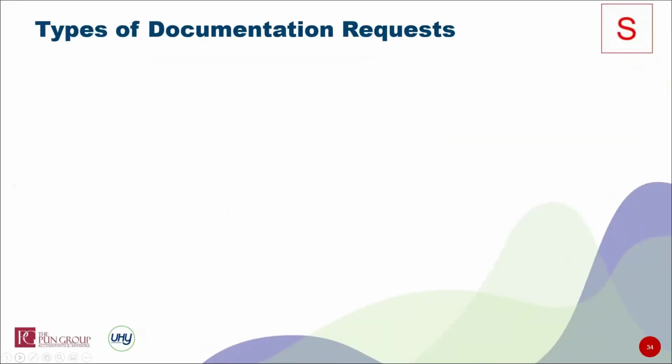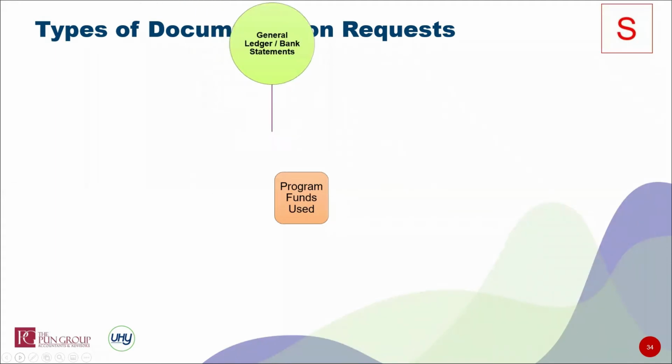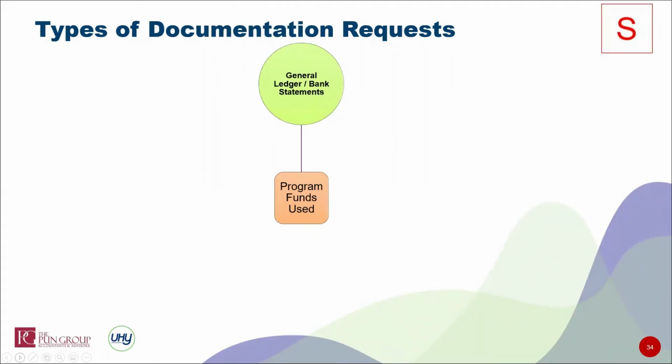So types of documentation requests, there's many, but I can kind of break these down based on program funds that have been used or expended. Essentially, you're going to need general ledger and bank statements for the period under review, and it may be a shorter period than a fiscal year. It could be every 6 months, could be quarterly. It depends on how you want to conduct your monitoring.